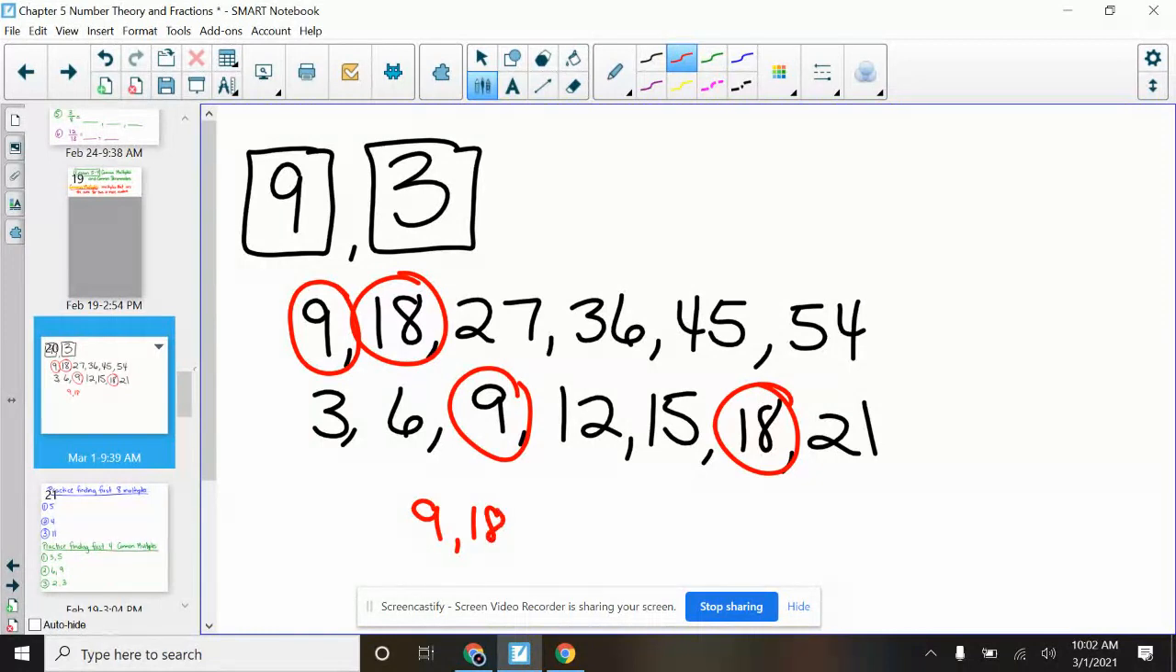But what happens if the directions say that I have to list the first 4 common multiples? What do I have to do then, Hallie? I have to do more multiples. I have to keep going. So let's go back to 9. Okay? I have to keep going. 54. What comes after 54? 63. What comes after 63? 72.